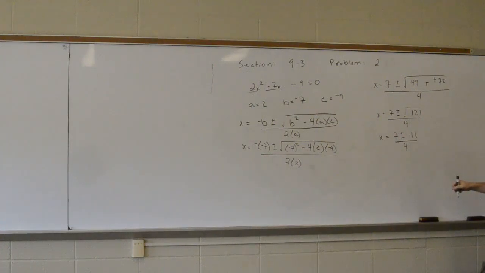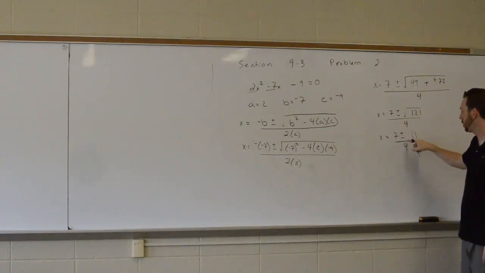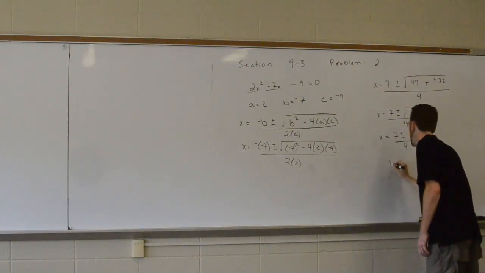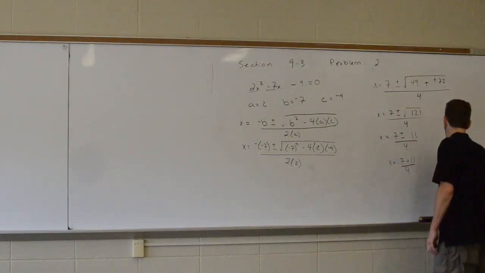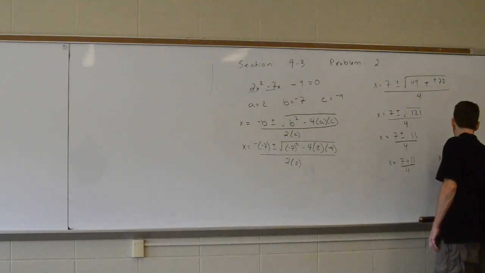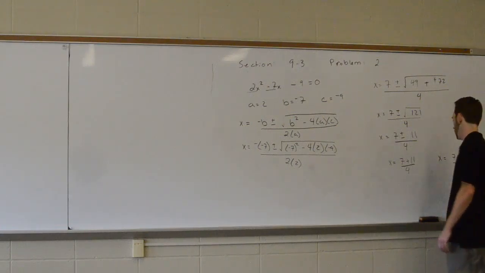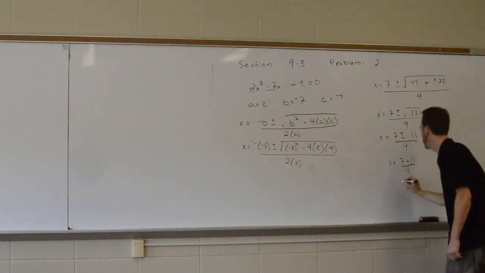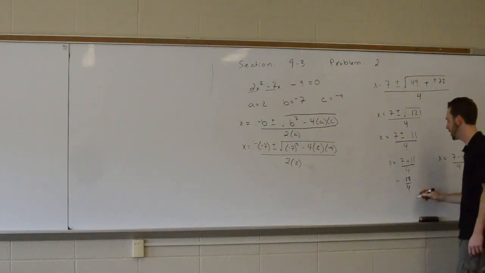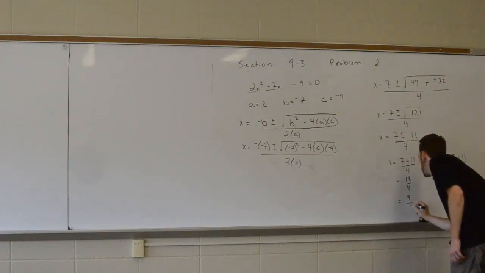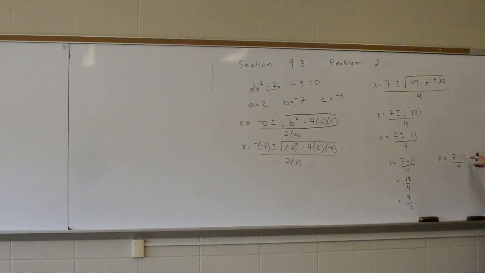And then we need to split this up into 2 equations. One that has the plus sign, one that has the minus sign. So we have x equals 7 plus 11 over 4, and x equals 7 minus 11 over 4. So 7 plus 11 over 4 is 18 over 4, which can be reduced to 9 over 2. 7 minus 11 over 4 is minus 4 over 4, which can be reduced to minus 1.